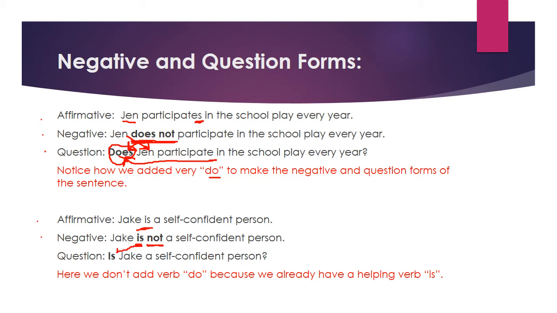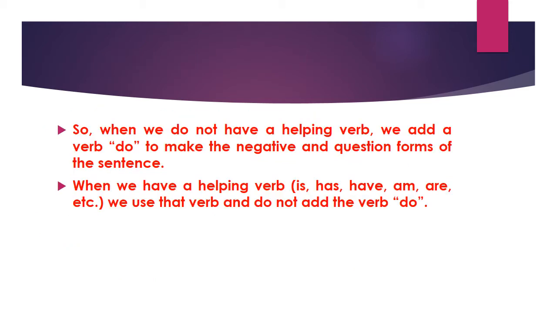Now, how do we make it a question? Every time we make a question, we need to put the verb at the beginning and the subject after it. You invert the places of the subject and the verb. Is Jake a self-confident person? Okay, no need to add do or does.